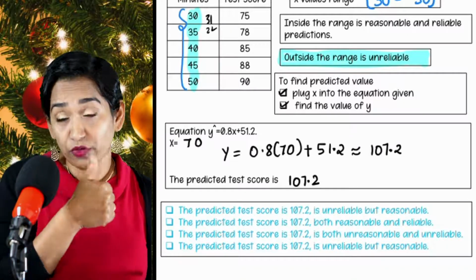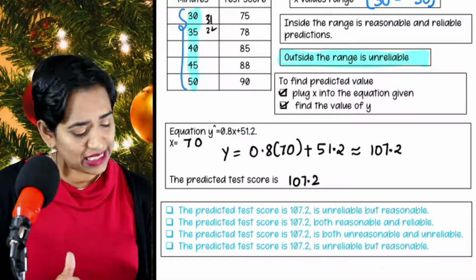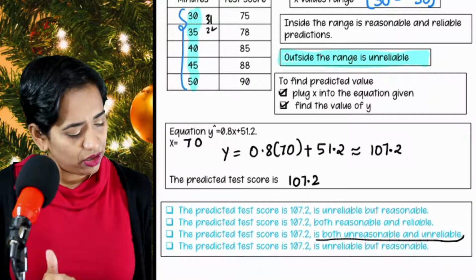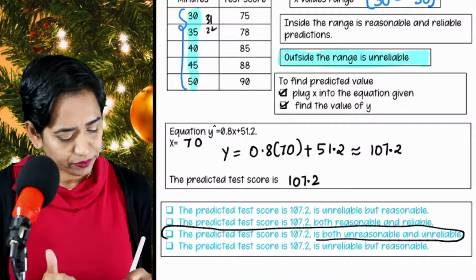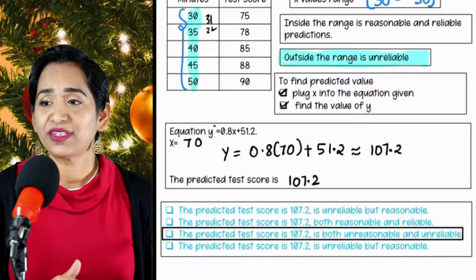Now let's go ahead and see. It's unreliable for sure. It's unreasonable also. There's no way you can get 107. So it's both unreasonable and unreliable. So this will be your answer.